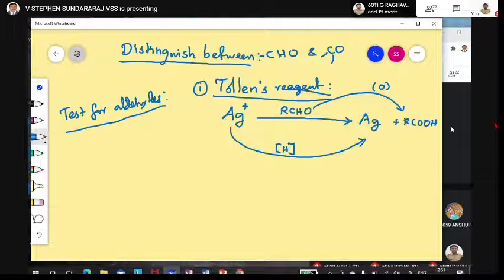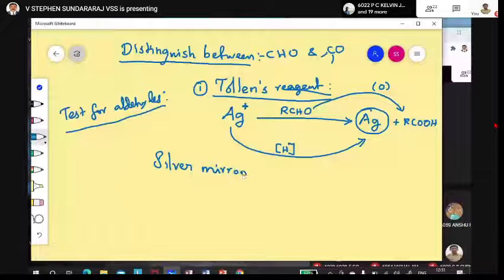Okay. So now what is this silver? You know, silver is a metal, a grayish metal. So this test is called the silver mirror test. Even though you didn't have the practicals, I thought of carrying out this test. It is in your practical also. Silver mirror test. You will be heating it in a water bath.